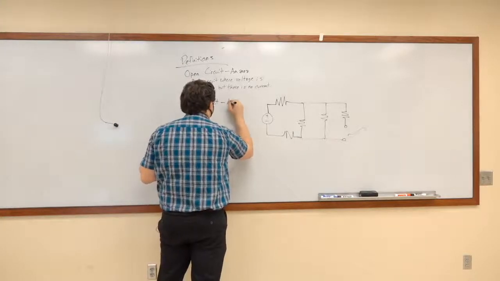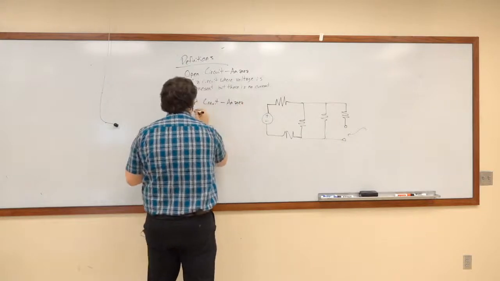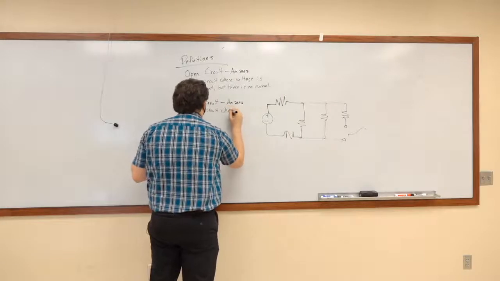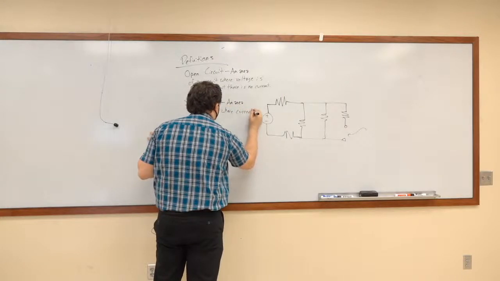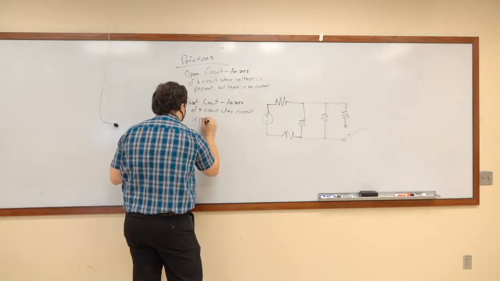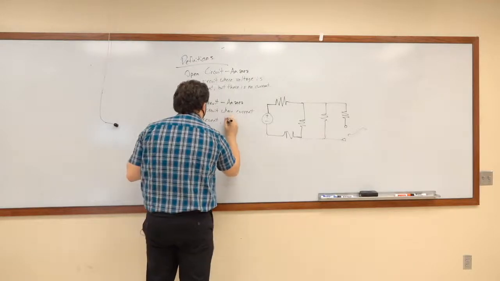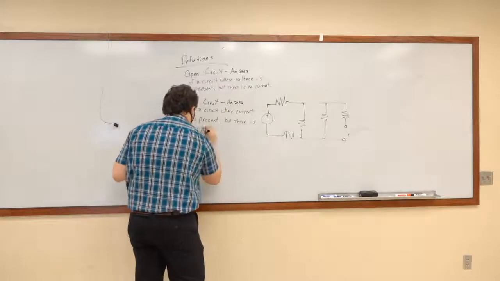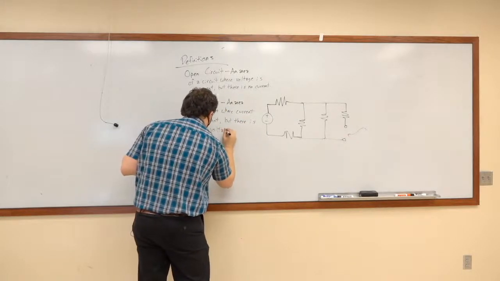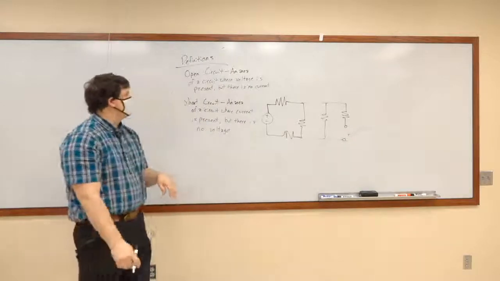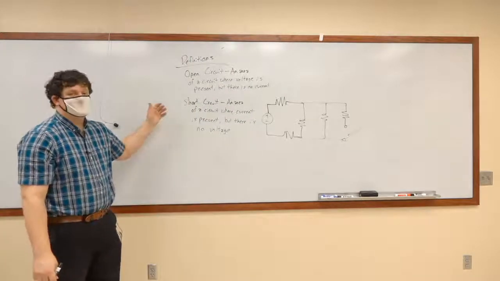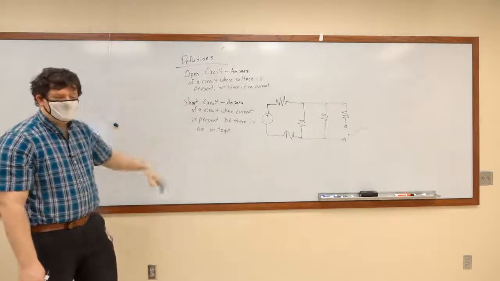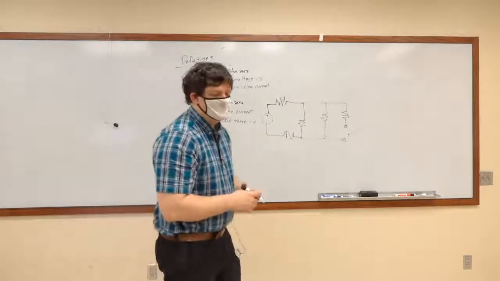But this is an area of a circuit where current is present, but there is no voltage. So the exact opposite definition of an open circuit. Short circuit, there's current. Open circuit, there's voltage. One of them, well, both of them are missing something.